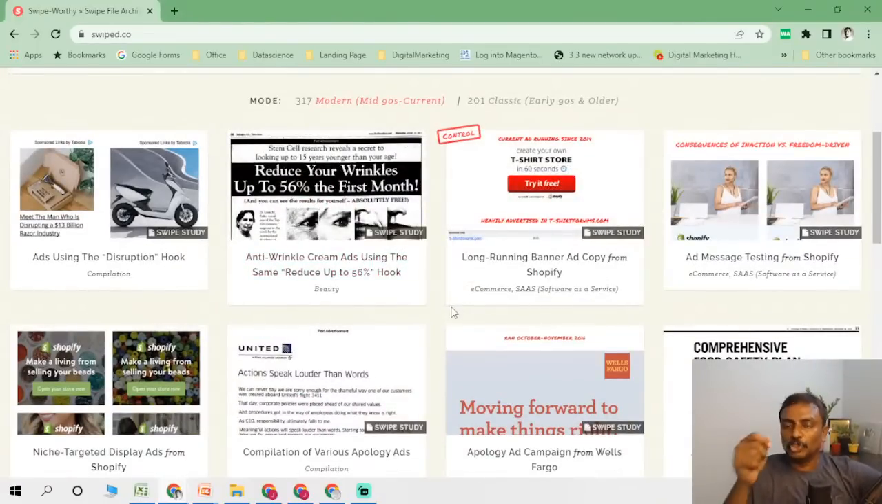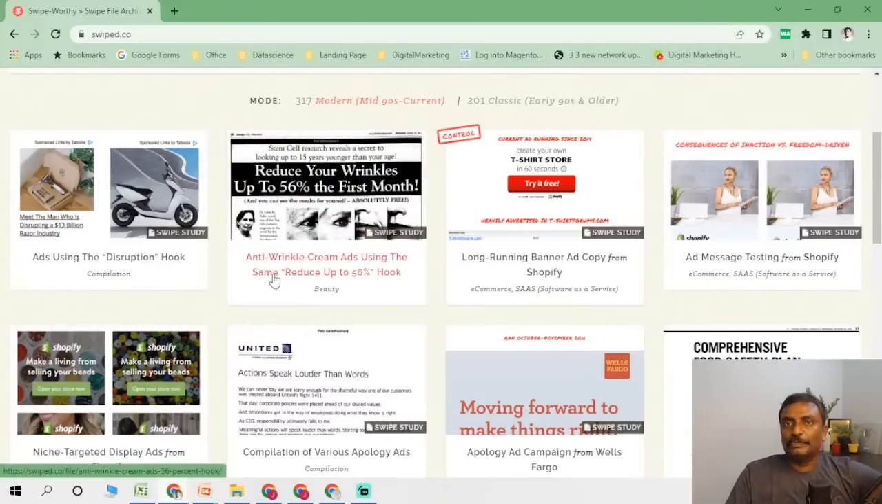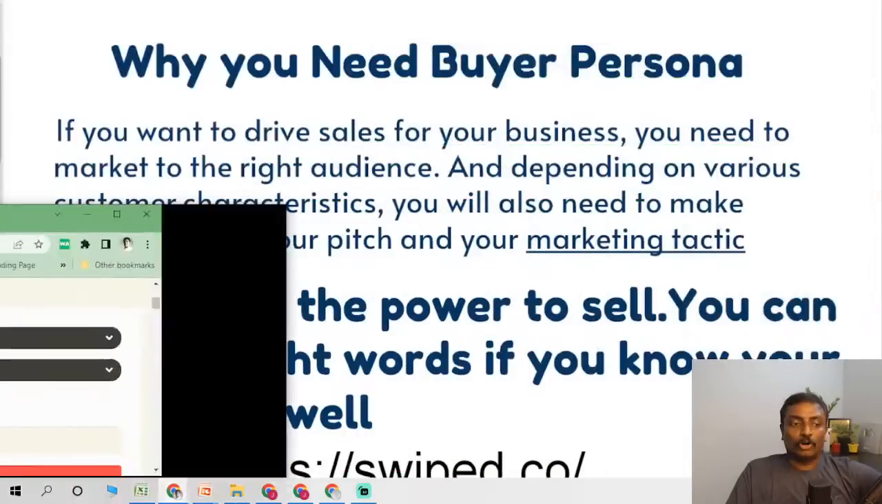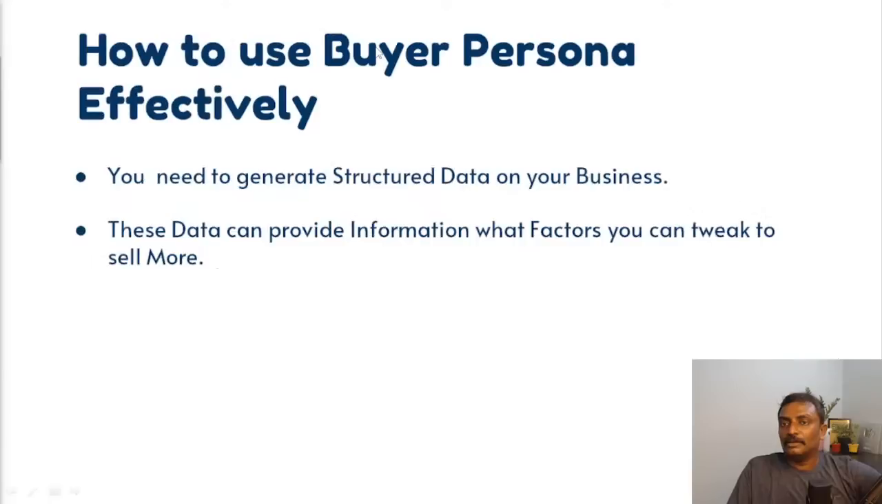So you know the buyer persona. Later, you put in an ad copy. You personalize the messaging, the target messaging. And this buyer persona, you can also use to analyze, so that you could take better decisions. So how to use the buyer persona effectively? You generate structured data on your business. This data can provide more information where you can tweak things to sell more. That's the reason to use the buyer persona effectively.